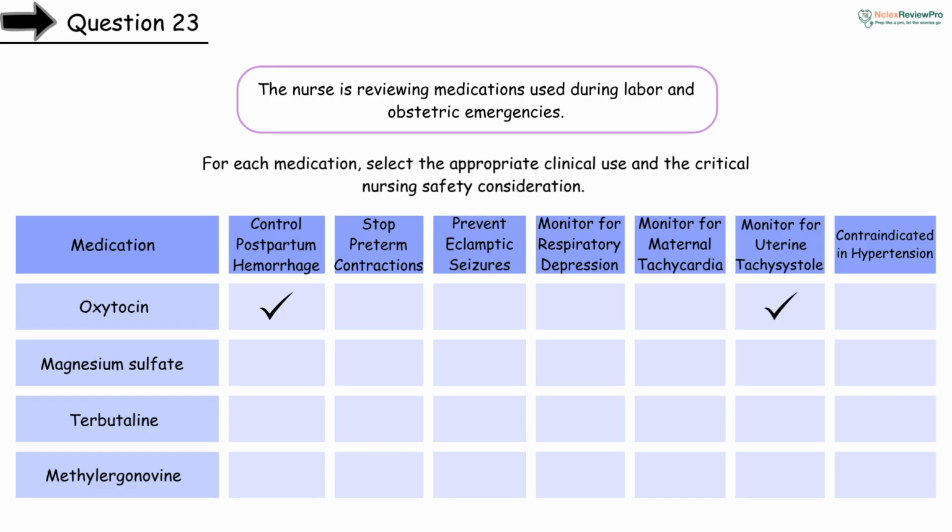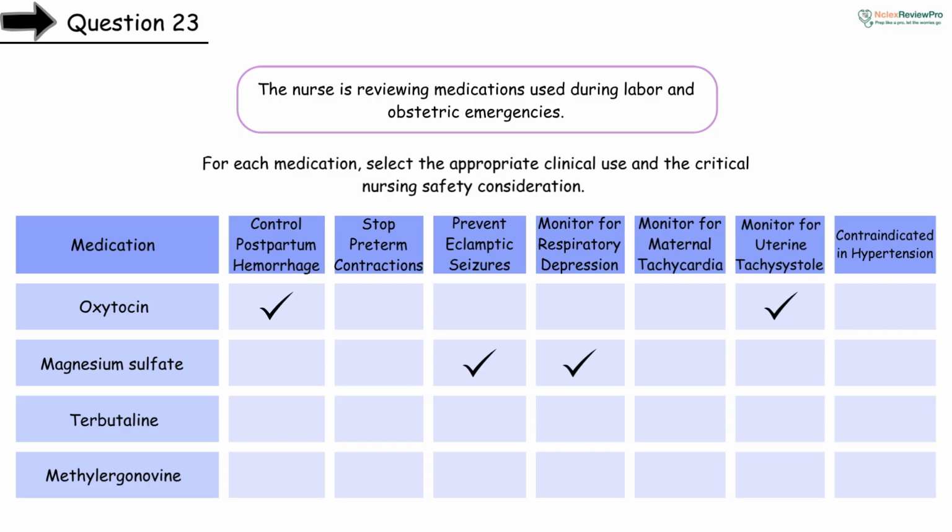Next, magnesium sulfate. This is used to prevent seizures in preeclampsia and eclampsia, so its role is neurologic protection. But magnesium depresses the central nervous system, so the biggest danger is respiratory depression. You must monitor respirations and reflexes closely.